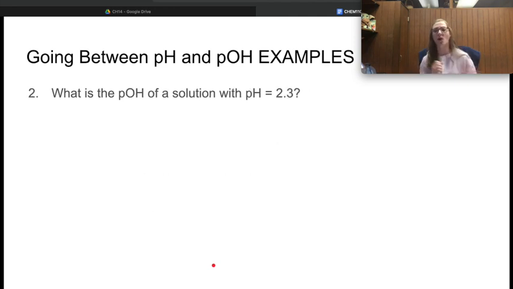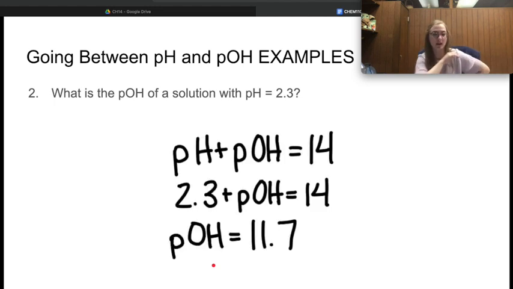Let's go ahead and talk about one last example here. We want to know what is the pOH of a solution with a pH of 2.3. In your head first, you could think here, do I expect it to be low or high? If I have a low pH, I expect a high pOH. So let's see if it checks out. Here I have pH plus pOH equals 14. I plug in my pH value, 2.3 plus pOH equals 14. I'd subtract 2.3 from both sides and make sure that my answer has one decimal place. And in the end, I get that pOH equals 11.7.